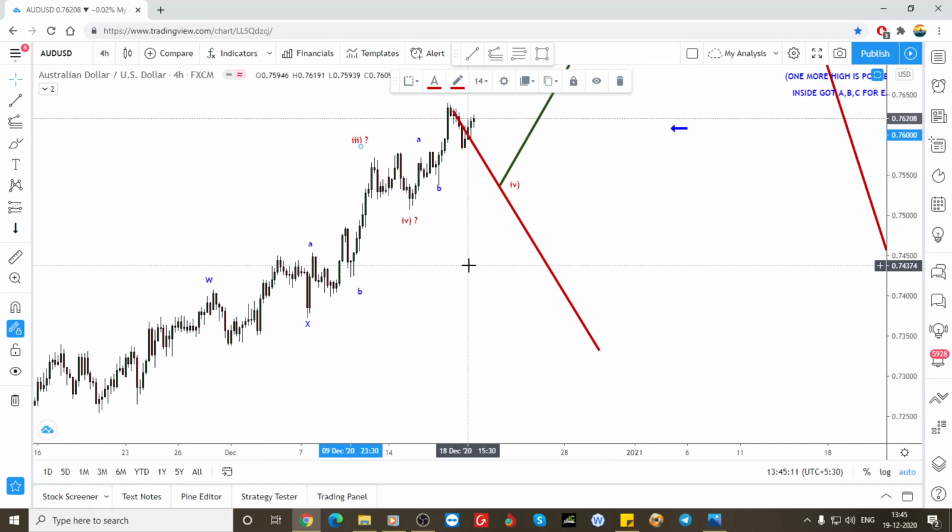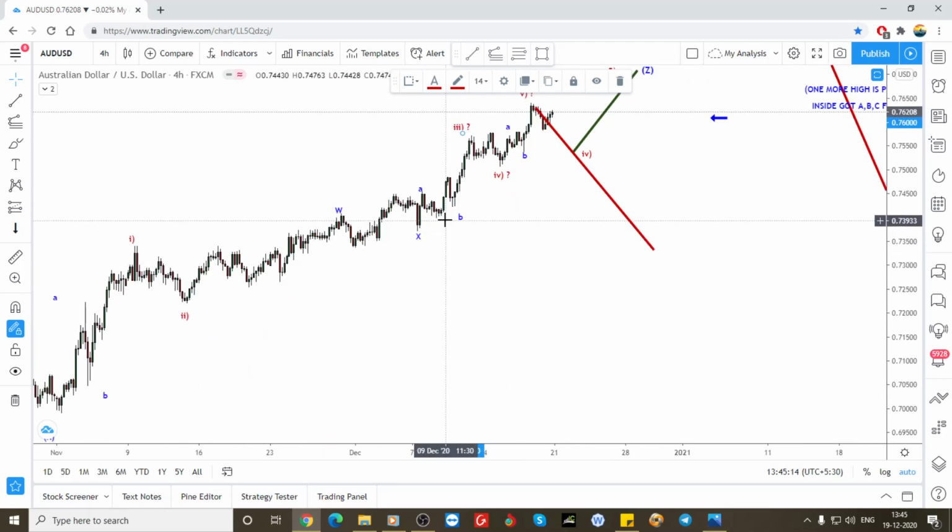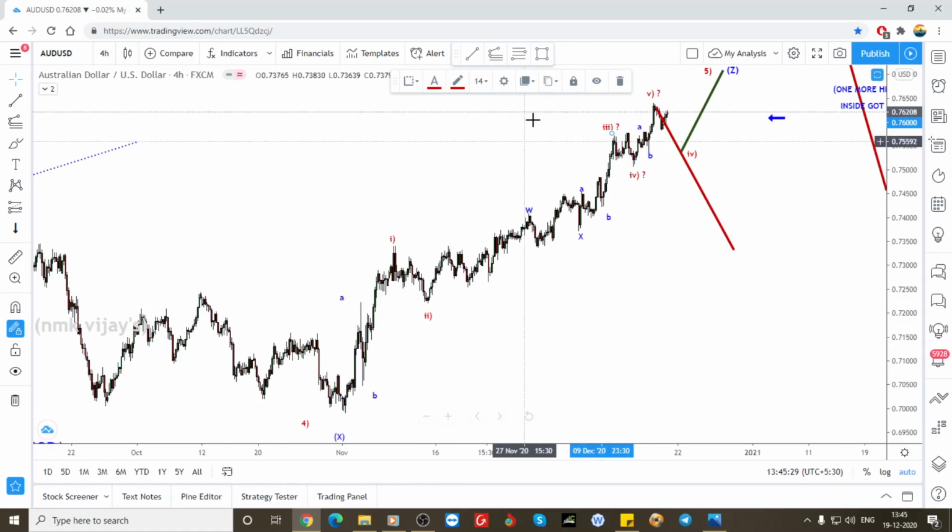So A, B, C, or in case this could be a 1, this could be a 2, 3, 4 and 5, which means this is the W, this is the X. So A is completed here. If it keeps on going, we can't trade, but it all depends on the DXY. So whether it has already ended, as I said previously, or one more low to higher to the 77 is also possible. So it is difficult to count here. There are a lot of possibilities.